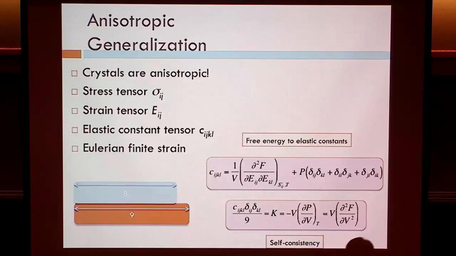The other thing that we've done is this anisotropic generalization. So writing the Helmholtz free energy not as a function of volume, but of strain, actually. Again, we've chosen the Eulerian finite strain.